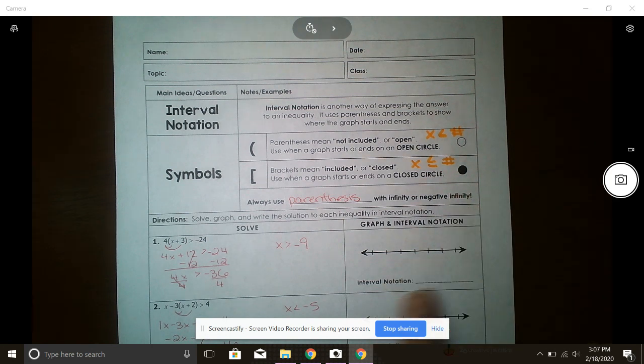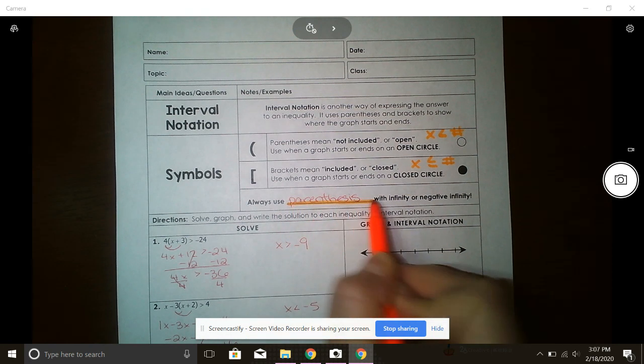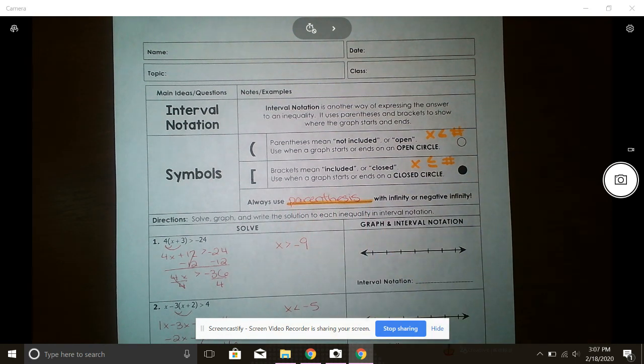Now, when we graph, and we'll do that in just a second, we're always pointing forever to the left or forever to the right. So we're pointing towards infinity or negative infinity. Because we cannot include infinity, it just keeps going and going and going, we will always use parentheses on the negative or positive infinity part of the list.